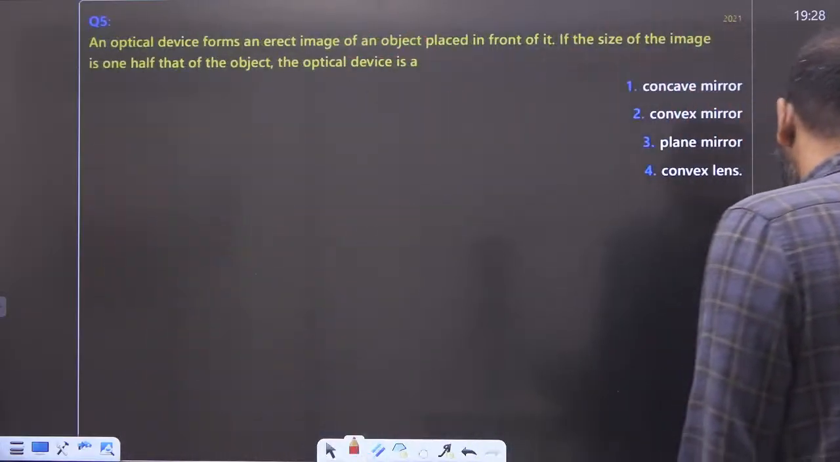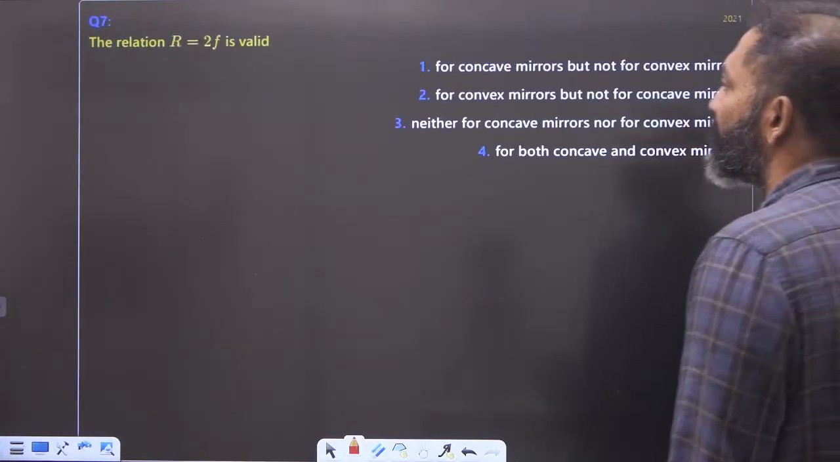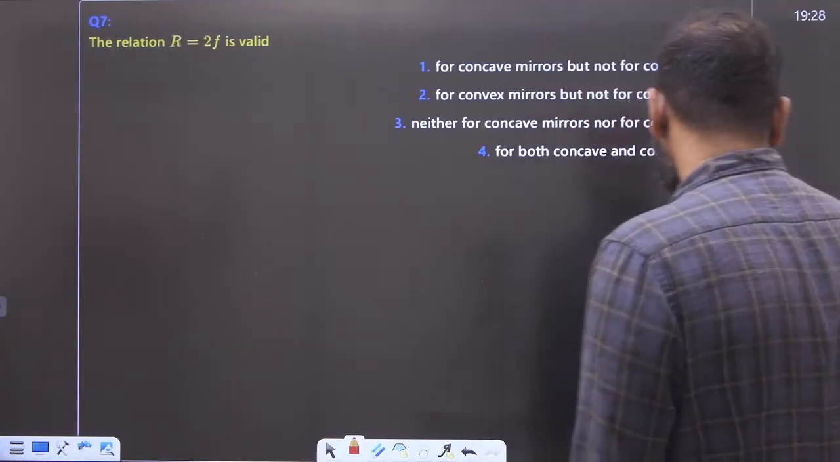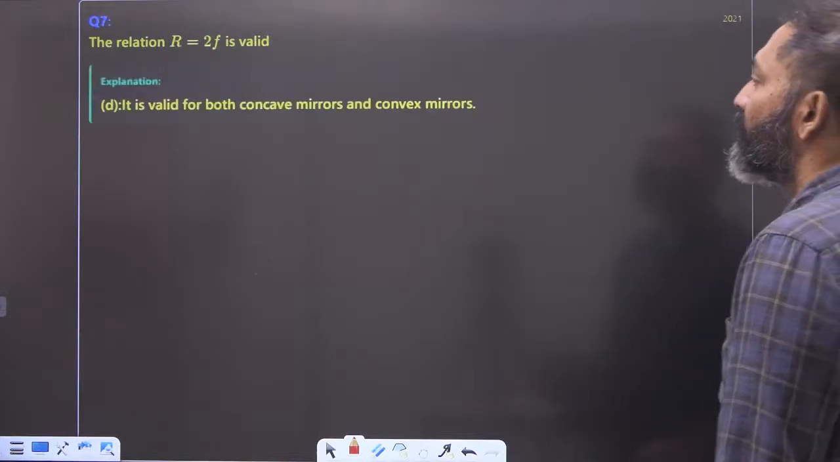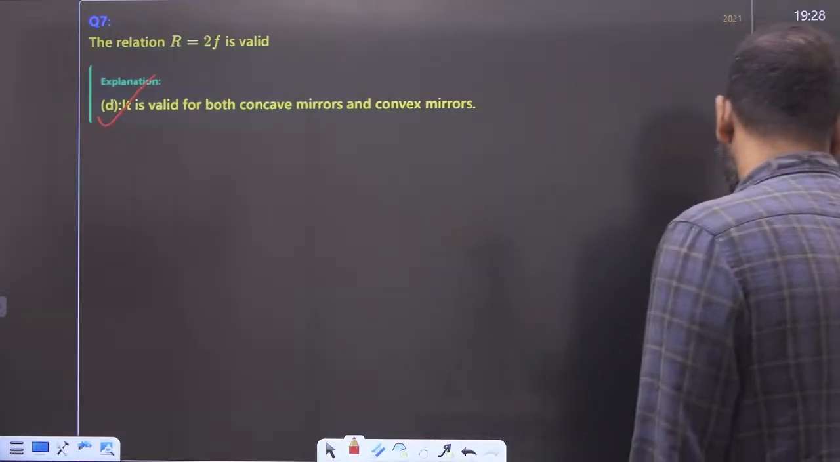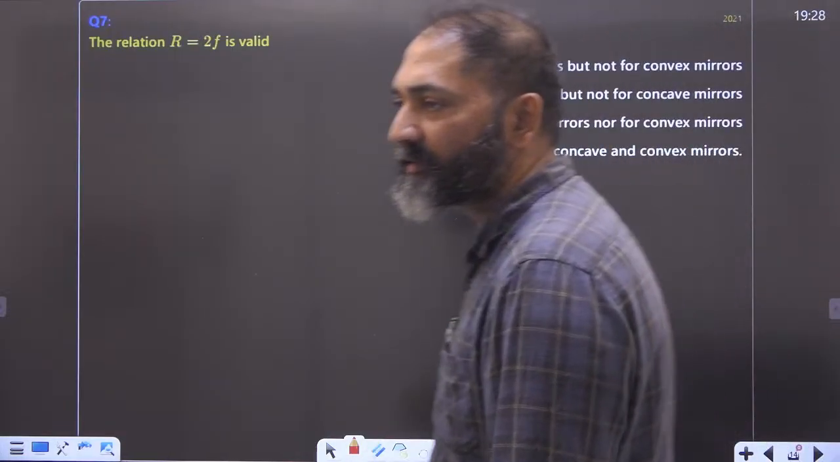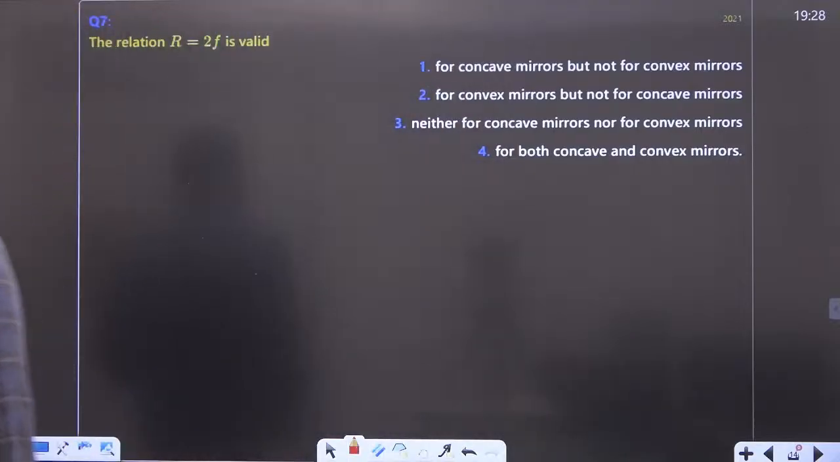Again the same kind of question, we saw a similar type of question earlier. Very important, repeated question. The relation R equals 2f is valid for both concave mirrors and convex mirrors. R is the radius of curvature, which is equal to twice the focal length.